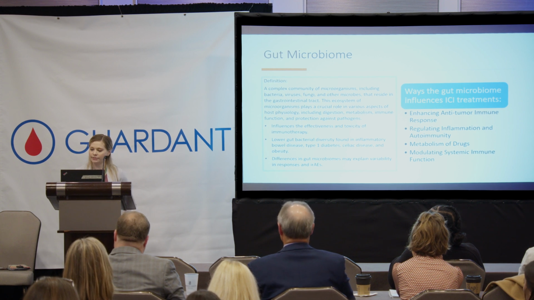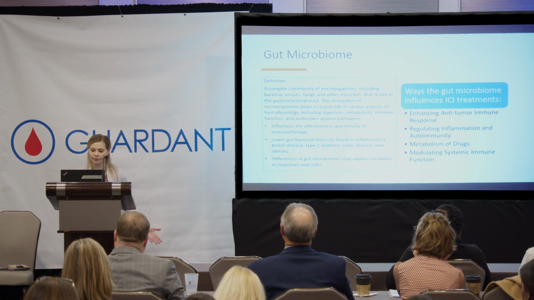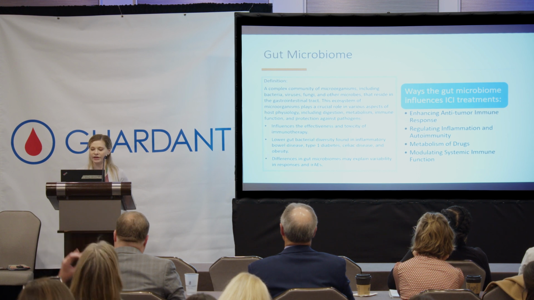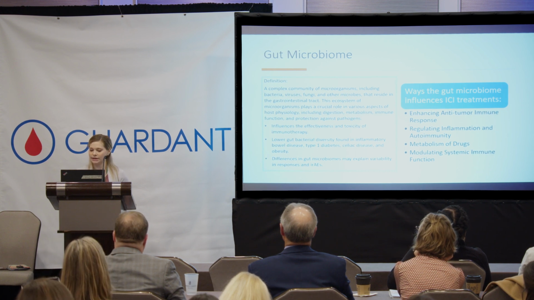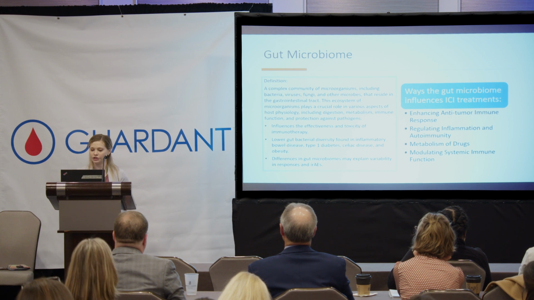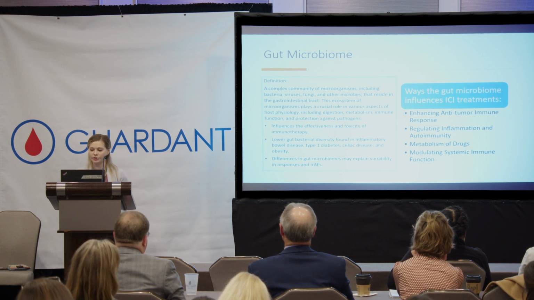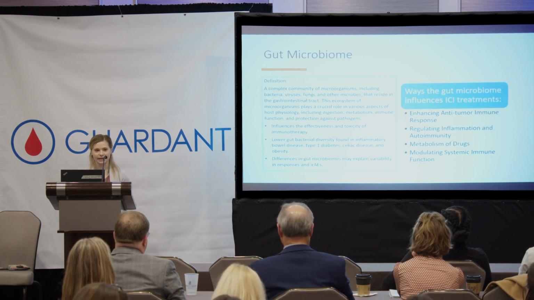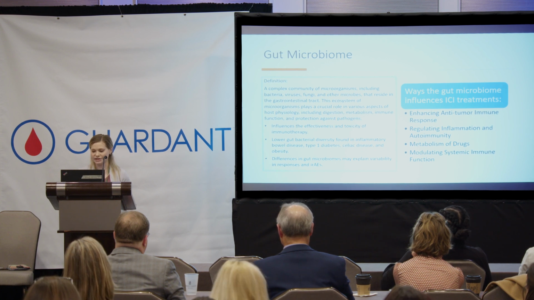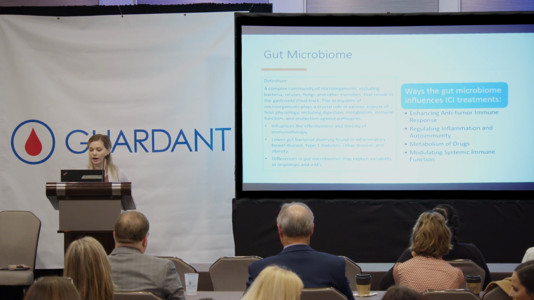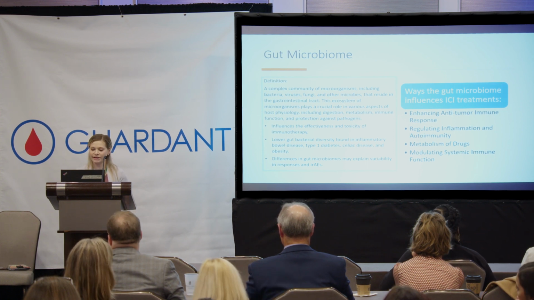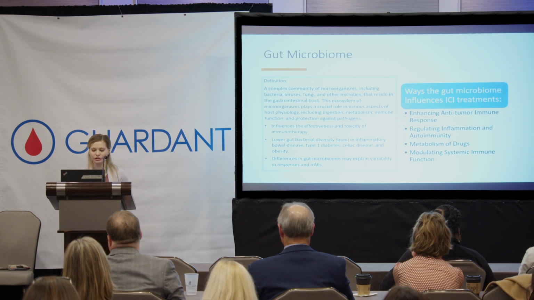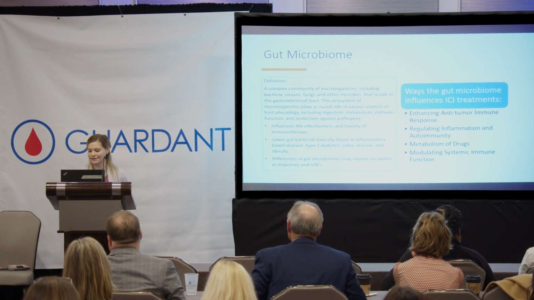Metabolism of drugs. Certain gut bacteria can metabolize drugs, including immune checkpoint inhibitors. So this could impact the availability and effectiveness of these drugs. And modulating systemic immune function. The gut microbiome affects the immune system outside of the gut by producing substances like short-chain fatty acids and lipopolysaccharides. These substances can change immune responses throughout the body, which could affect how well immune checkpoint inhibitor therapy works and its side effects. Targeting the intestinal microbiome as a therapeutic strategy to augment immune checkpoint inhibitors is still in its infancy.